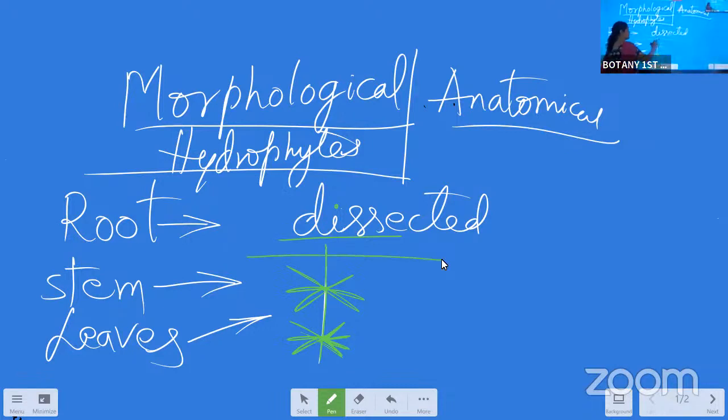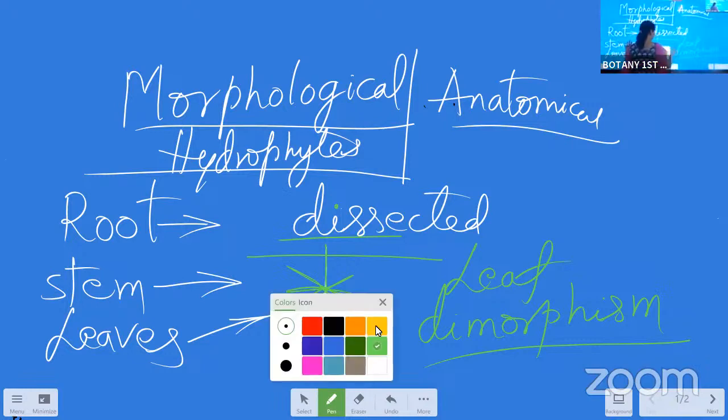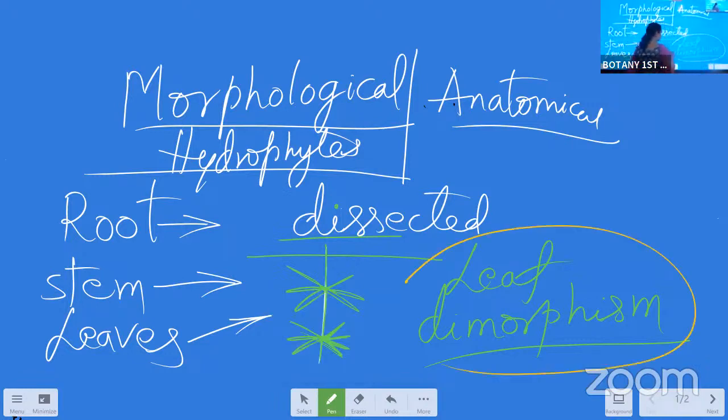When the same plant has two different types of leaves, that is called leaf dimorphism. You have to use this word, no chance of skipping it. Just make a note of leaf dimorphism. That means leaves show two different types of occurrence in amphibious plants. That is leaf dimorphism.